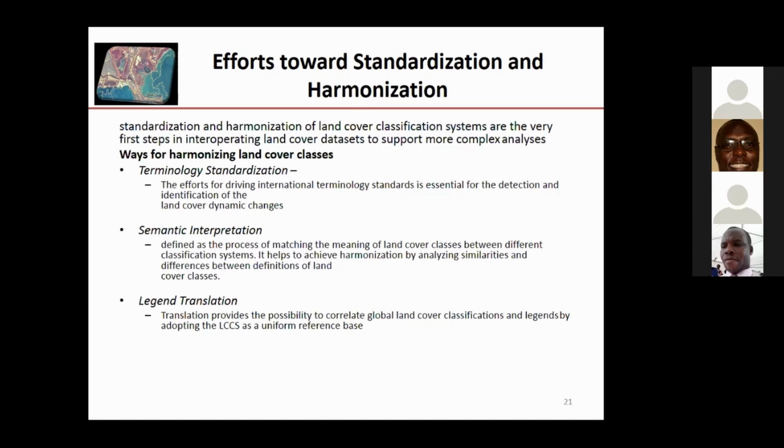One of the ways how harmonization has been done is that we already have international organizations that have been creating standards for terminology. So they define terminology. For example, what is a forest? So everybody who is going to understand a forest will understand it the same way.